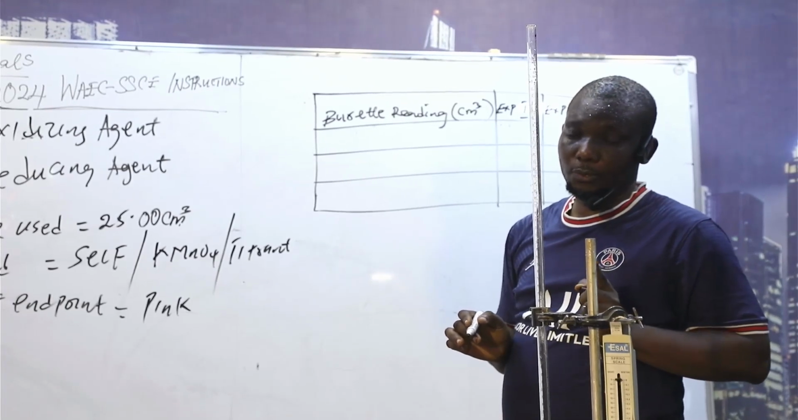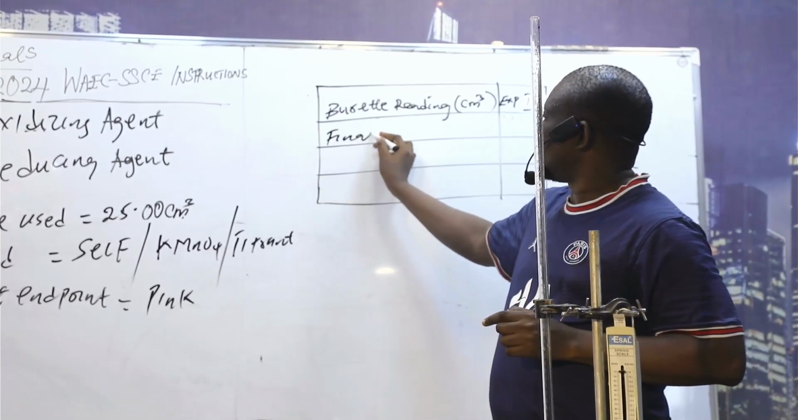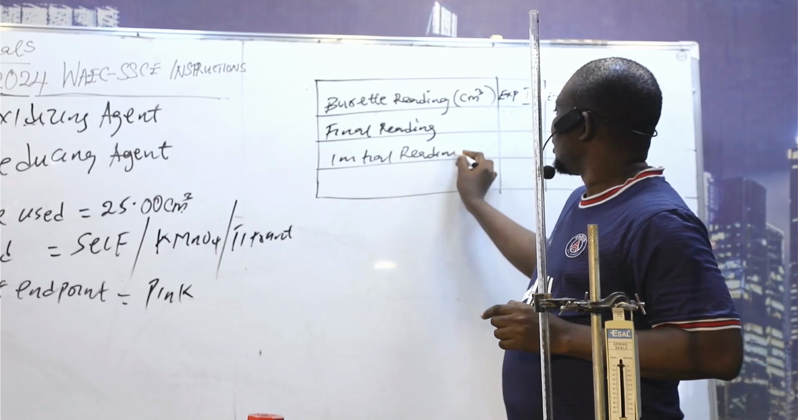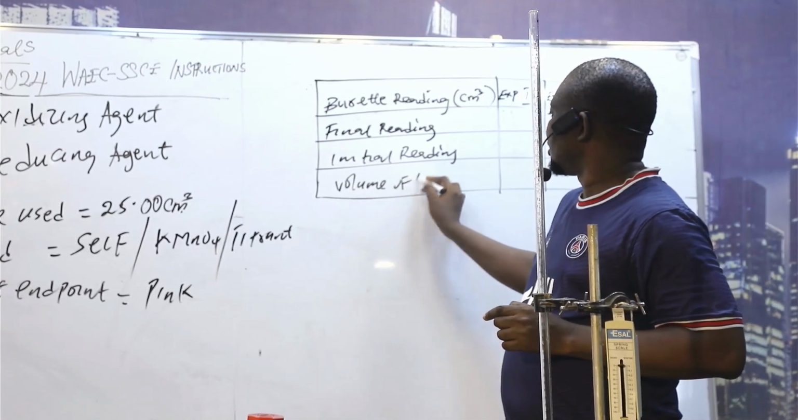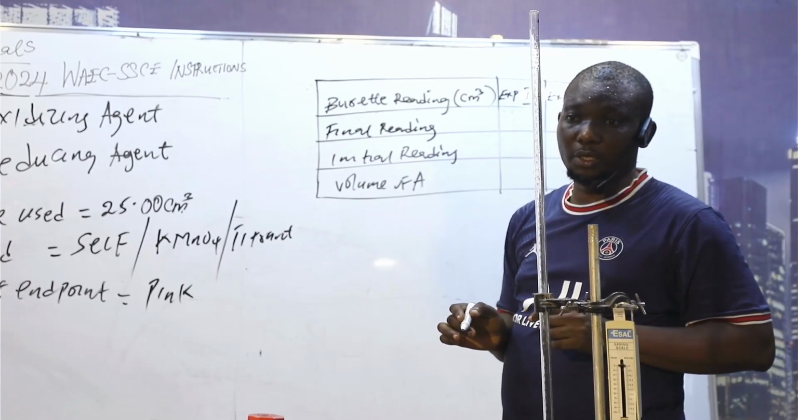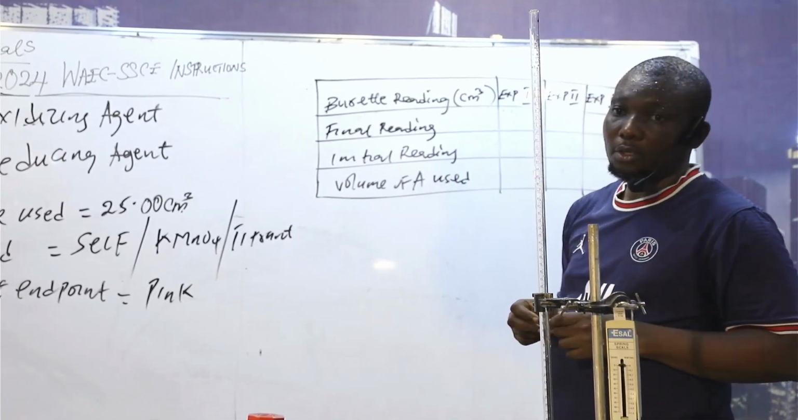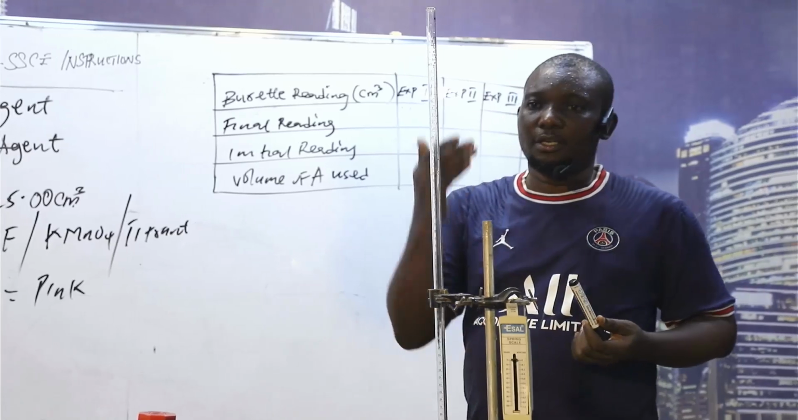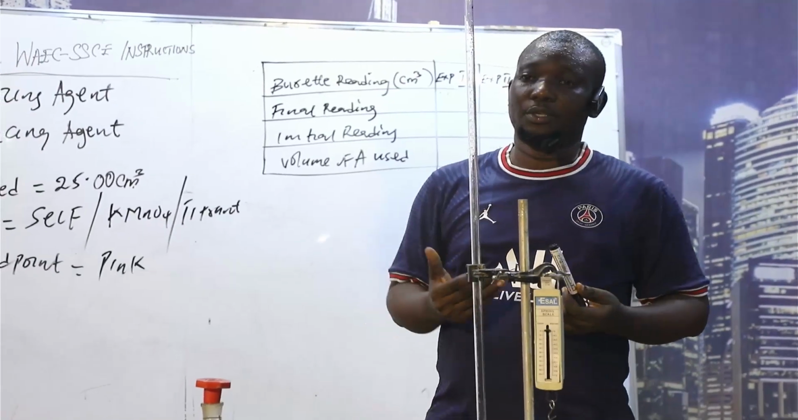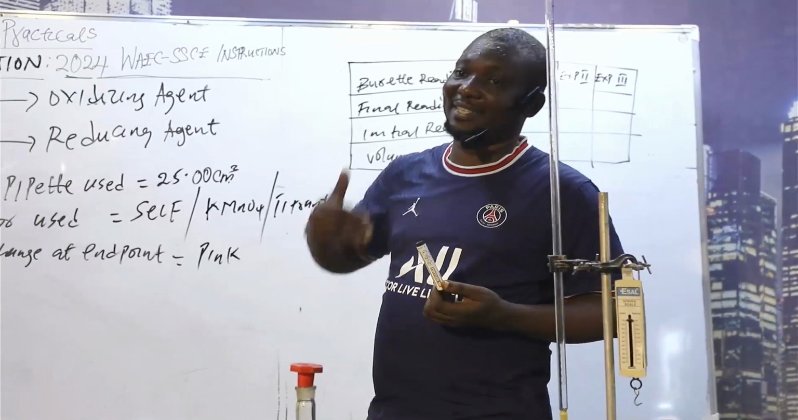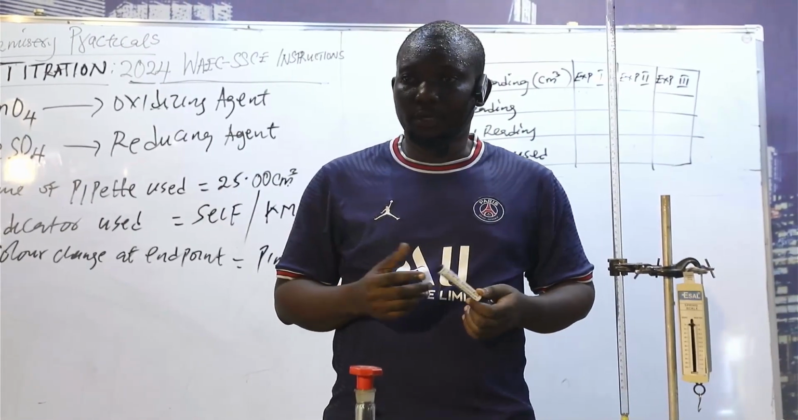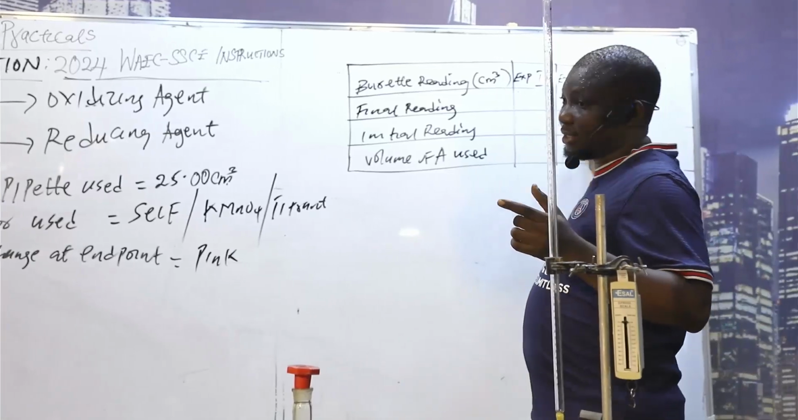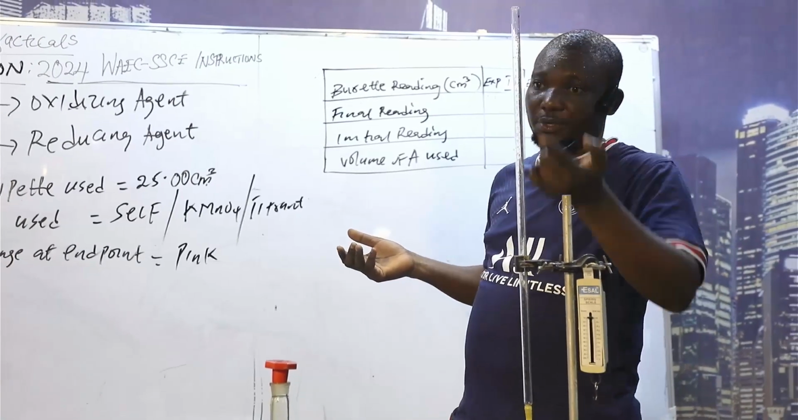Now, make sure that you don't forget to insert the units for the volume of solution A, which is KMnO4. And then you have your final reading. Your initial reading follows suit. And then volume of, don't say acid, because it's not an acid. Say volume of A used. You are the one that will provide the values as you carry out the experiments. You have to run the experiment 3 times to ensure you obtain consistent titer values. So in this video, you're going to watch me as I perform the experiments and then insert my values obtained from the burette. This is the burette.